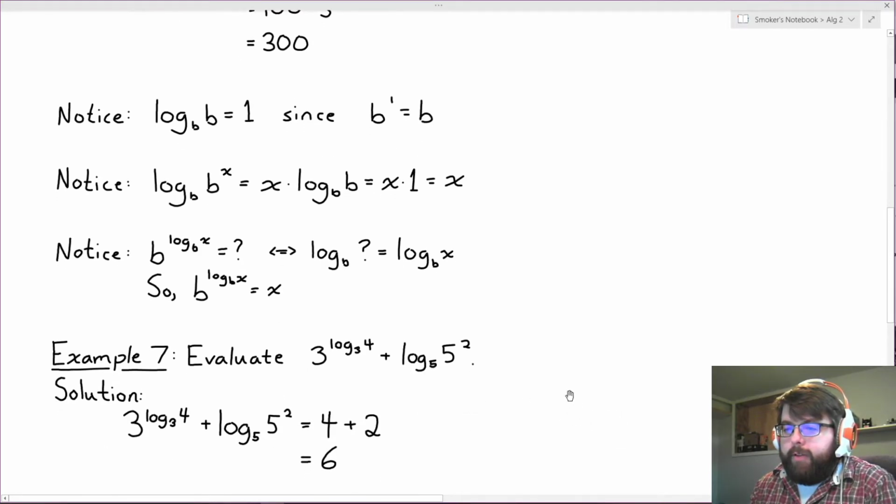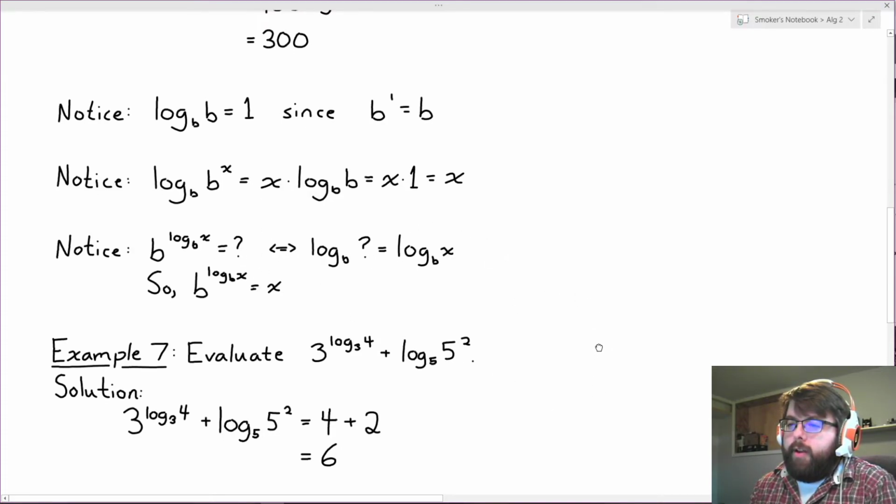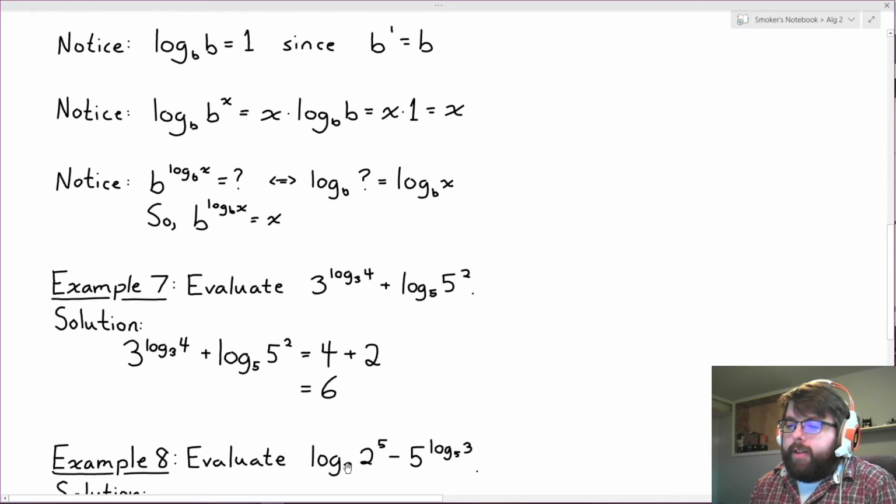You just add those together to get 6. Hopefully those make sense. Those are one of the trickier things with logarithms, I think, that the base of the exponent and the base of a log will cancel out when they're combined correctly. They have to be used correctly, though. It's not just anytime you see them.